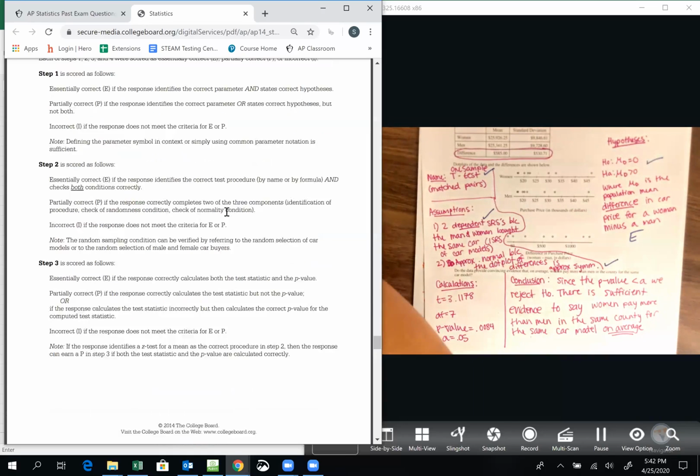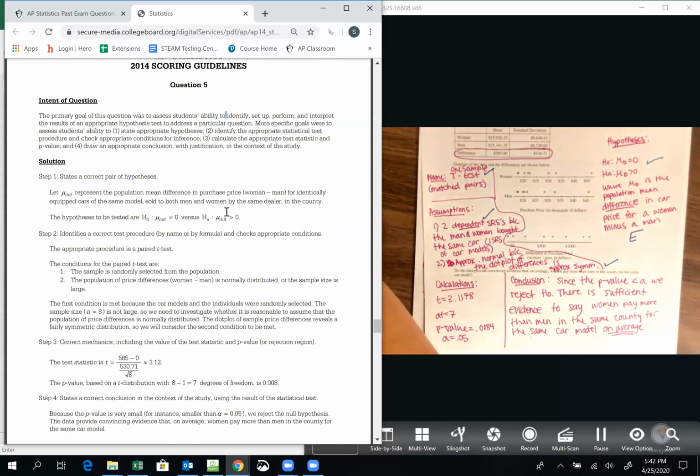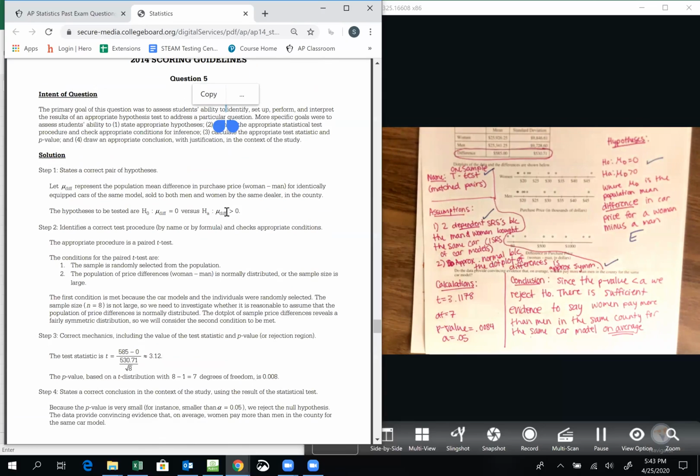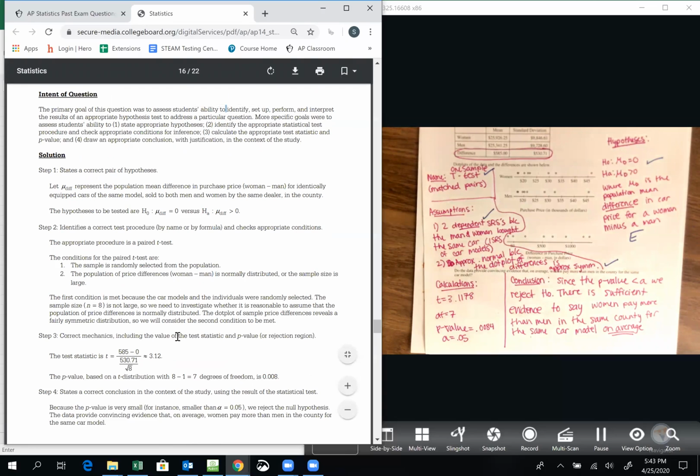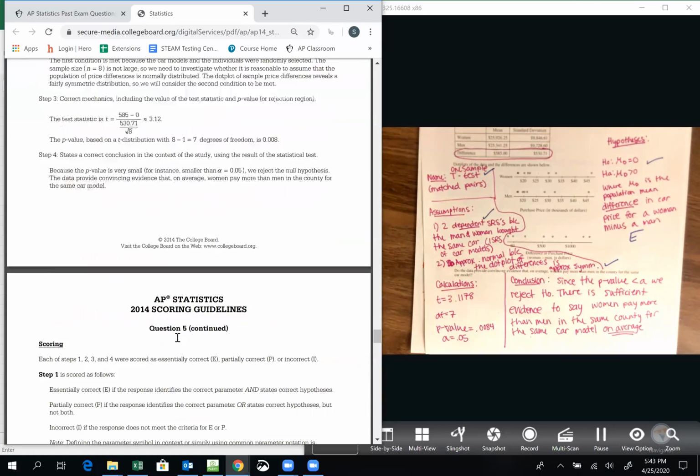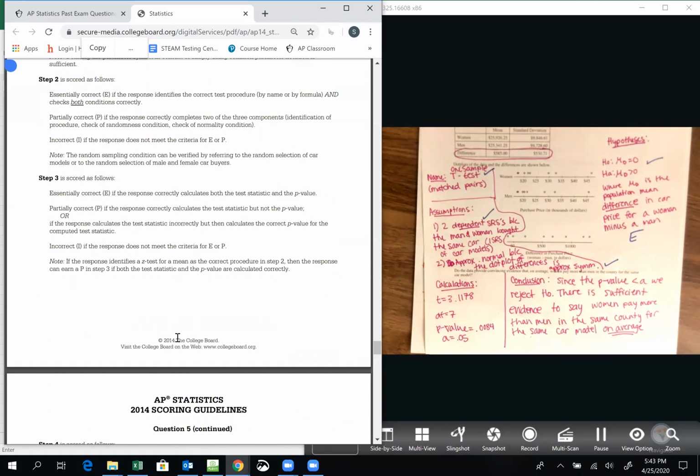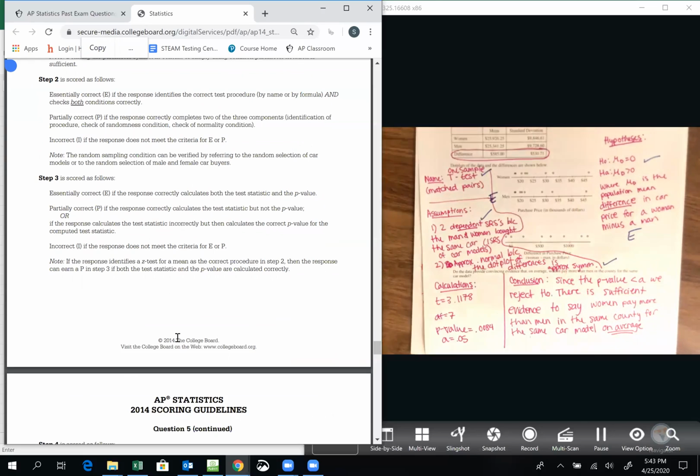Let's see what they said. Sample size isn't large. Oh. The sample size is not large, so we need to investigate whether it is reasonable. The dot plot of sample price differences reveals a fairly symmetric distribution, so we will consider the second condition to be met. Okay. Definitely not a large sample. So that's essentially correct if you have all 3 of those, partially correct if you have 2 of the 3, incorrect if you have less than that.